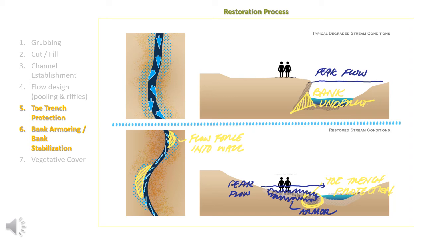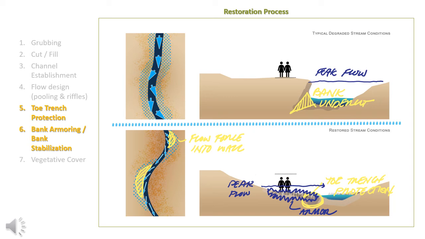What we can actually do is go ahead and dig down, and we can armor or stabilize that toe trench. And so stone is often used in that setting. Riprap is something else that could be used there, but you're actually anchoring down into it to provide something that's going to be able to absorb the energy coming from that water flow.